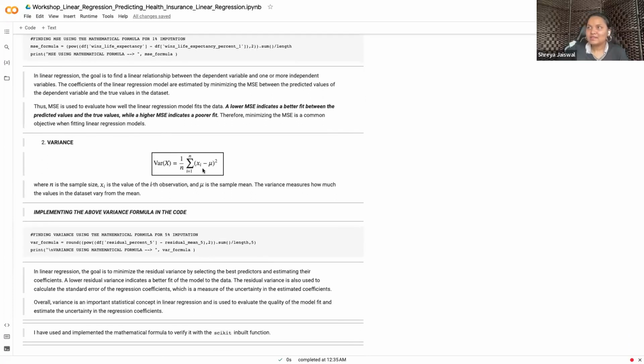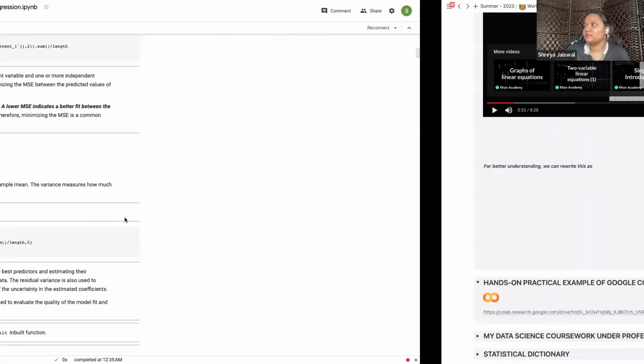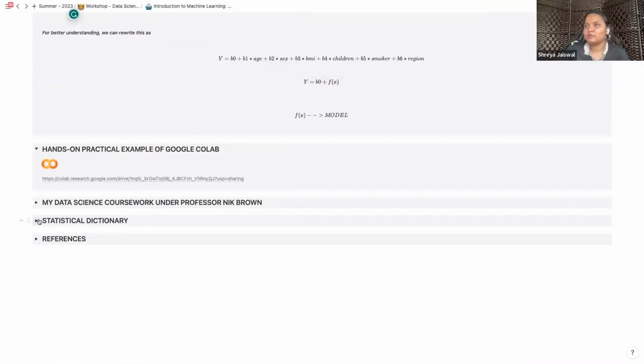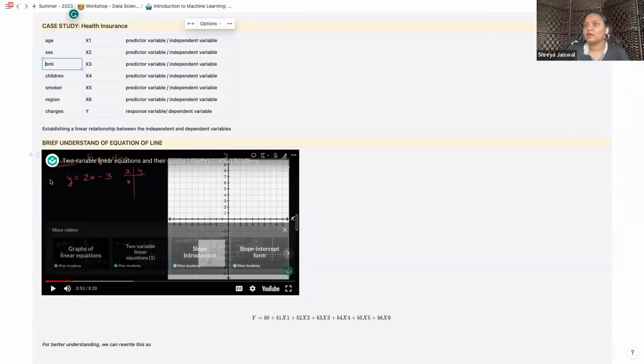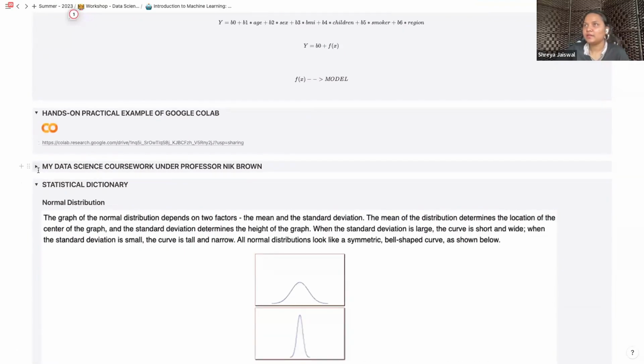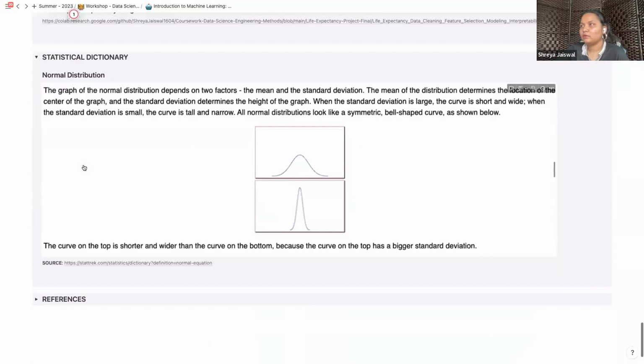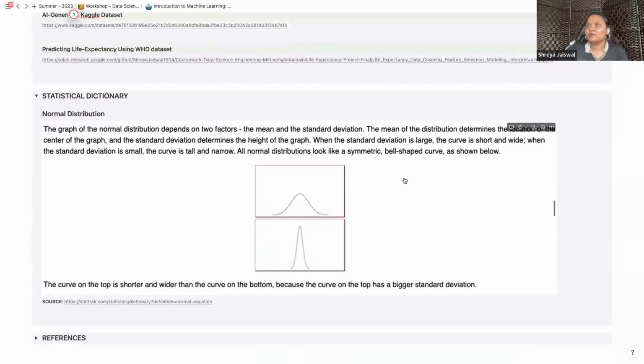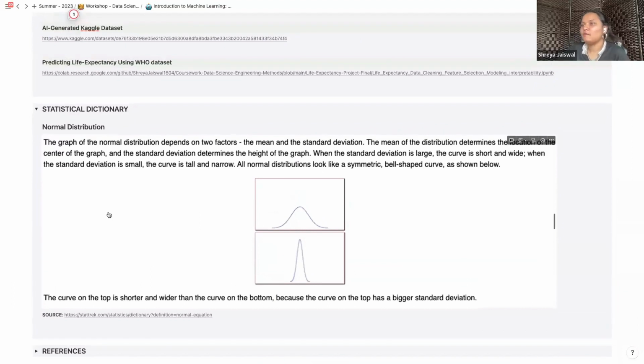Again, variance is how far your value is from the actual. So before I explain variance, there was a very nice explanation which is given on this that I will share these references with all of you. So when we're talking about variance, we tend to talk about the normal distribution. Why is normal distribution required?